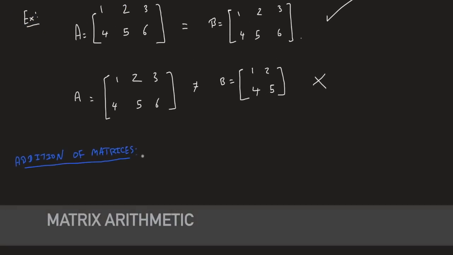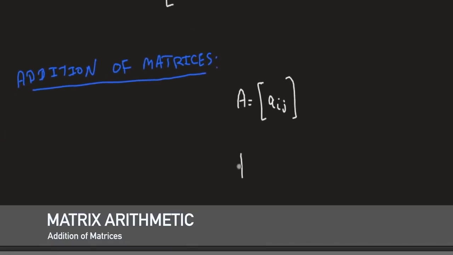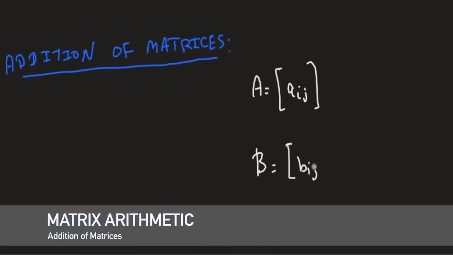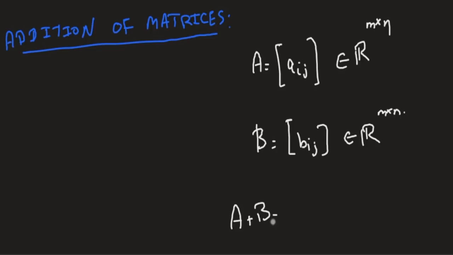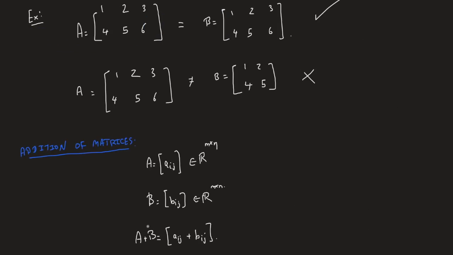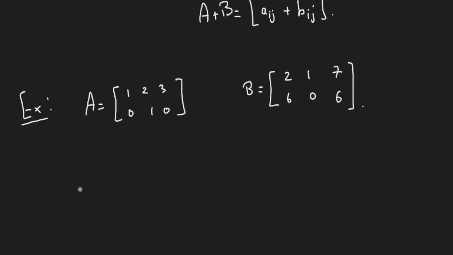Now let's talk about adding matrices. So say I've got two matrices, A with entries a_ij and the other one, B, with entries b_ij. So to add two matrices, both should be of the same size. Both of them fall in R^(m by n), let's say. That is, they have the same number of columns and the same number of rows. And the matrix A plus B is formed by just adding element-wise the entries of A with the entries of B. That is a_ij plus b_ij. So as an example, we've got those two matrices A and B, and we're interested in adding them.